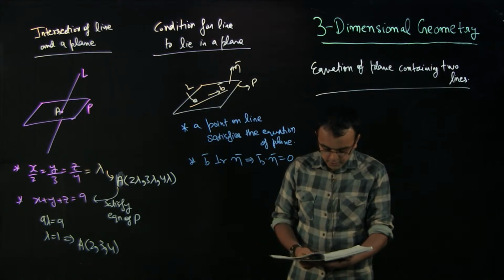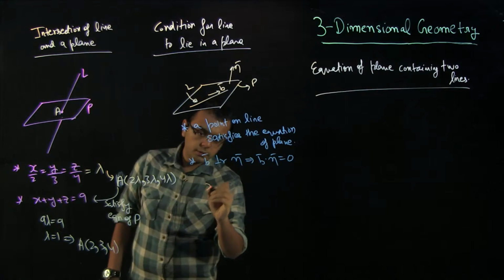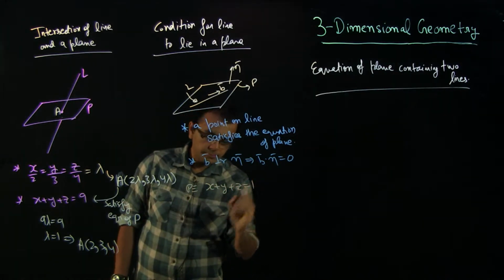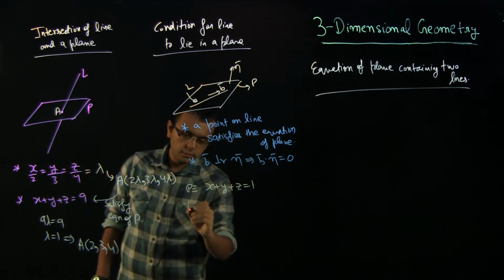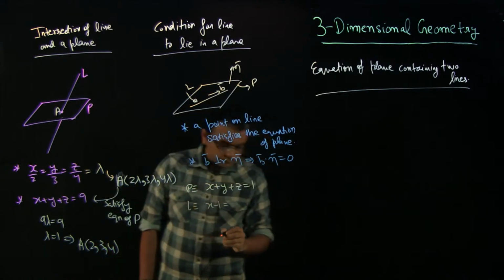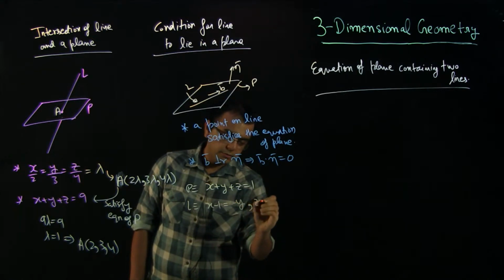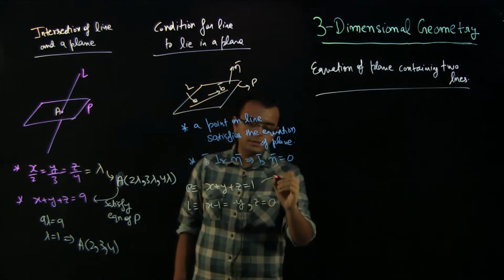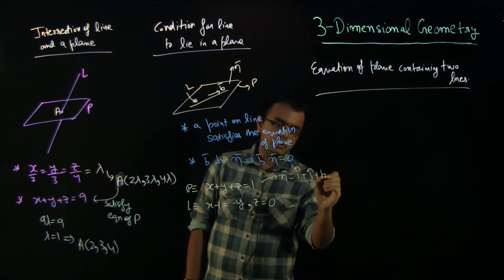So for instance, let us say you have a plane P: x plus y plus z is equal to 1, and the line is x minus 1 is equal to minus y, comma z is equal to 0. Okay, so the n vector is i cap plus j cap plus k cap.